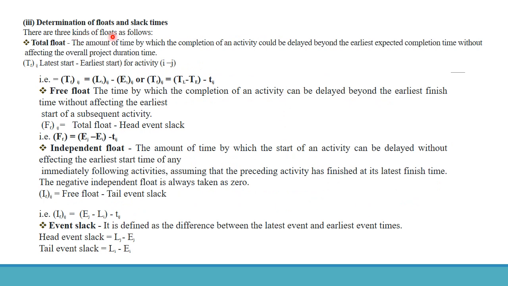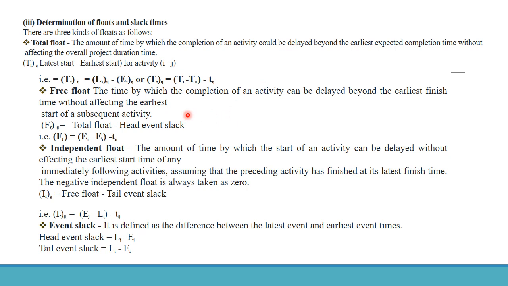Third one is the determination of float and the slack time. There are three kinds of float: total float, free float, and finally independent float. The total float is the amount of time by which the completion of an activity could be delayed beyond the earliest expected completion time without affecting the overall project duration time. So TF_ij is the latest start minus earliest start for activity i-j. That is, TF_ij is equal to LS_ij minus ES_ij, or TF_ij is equal to T_L minus T_E minus T_ij.